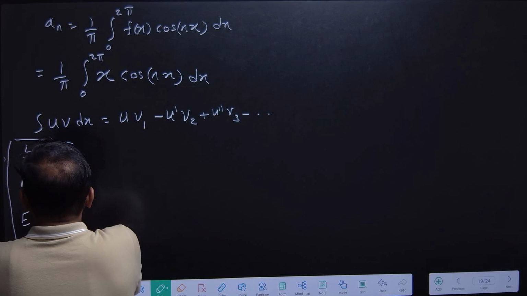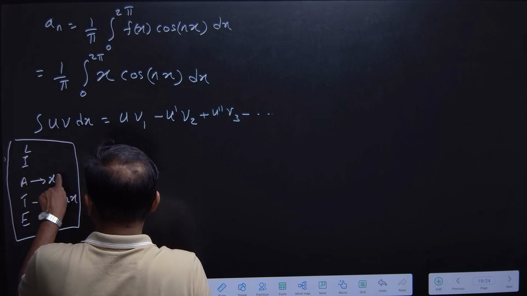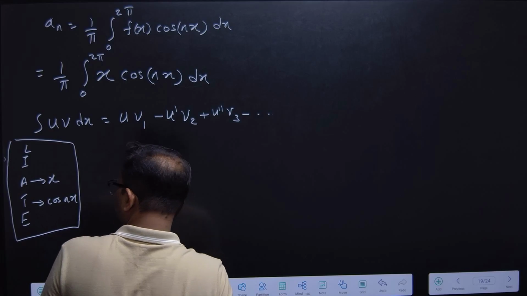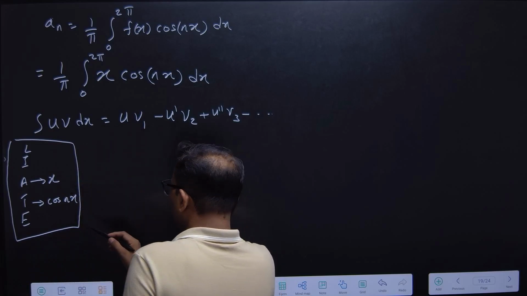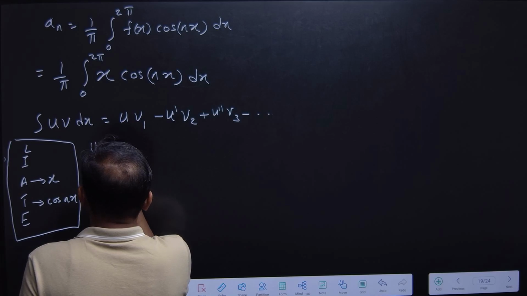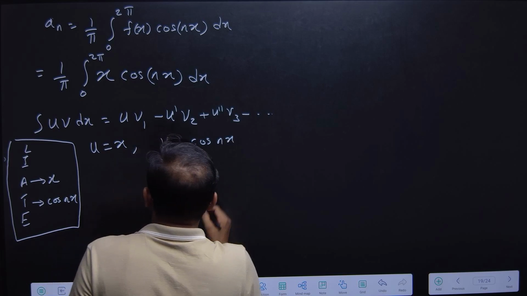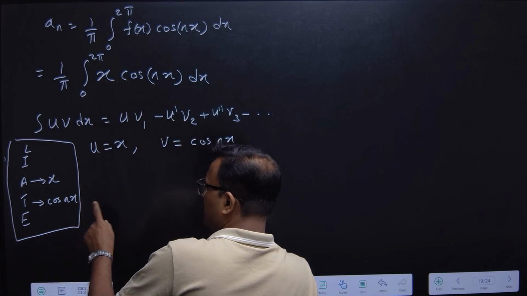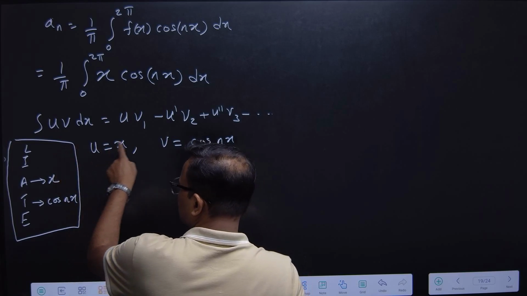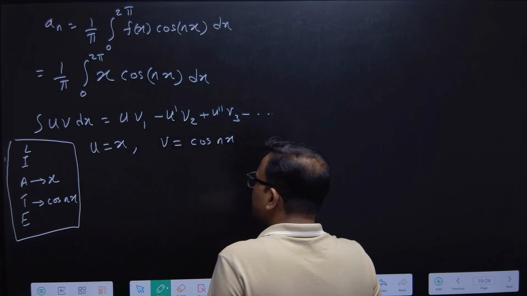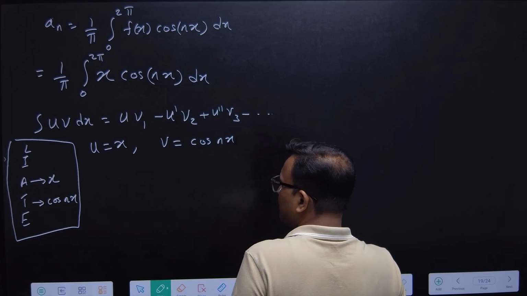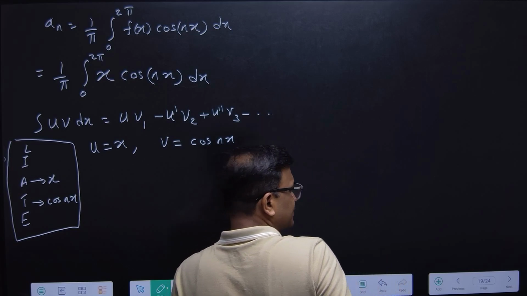So here in this case, according to this order, the function which comes first should be taken as u. So here we should take u is equal to x and v is equal to cos of nx. So it is integration of u into v form, where u is x, v is cos nx. And remember, the shortcut formula by parts can be used only when u is algebraic, some term like x, x square, 1 plus x, 1 minus x.